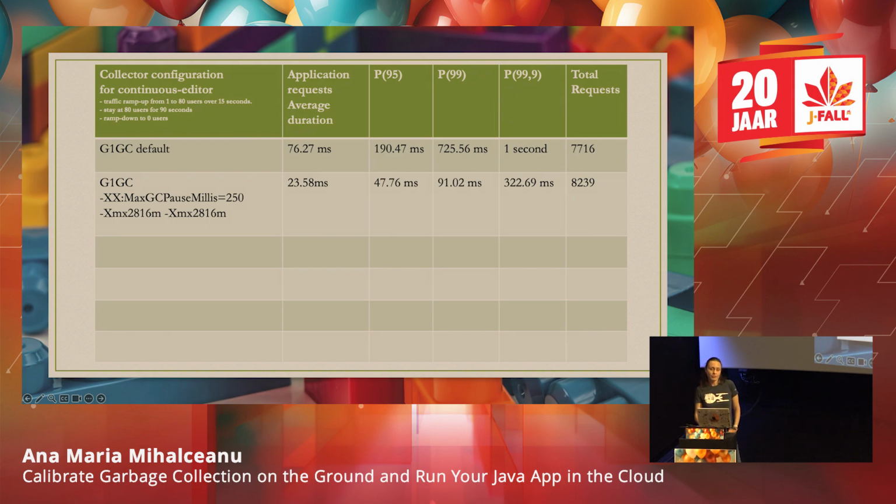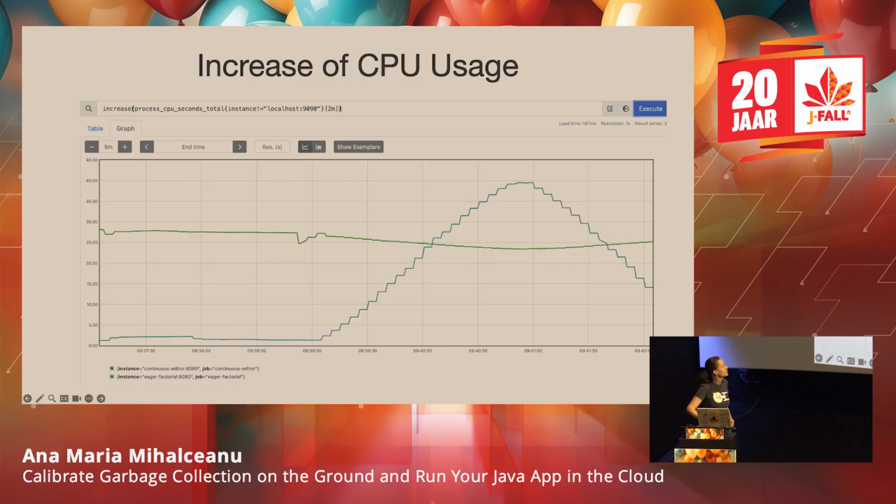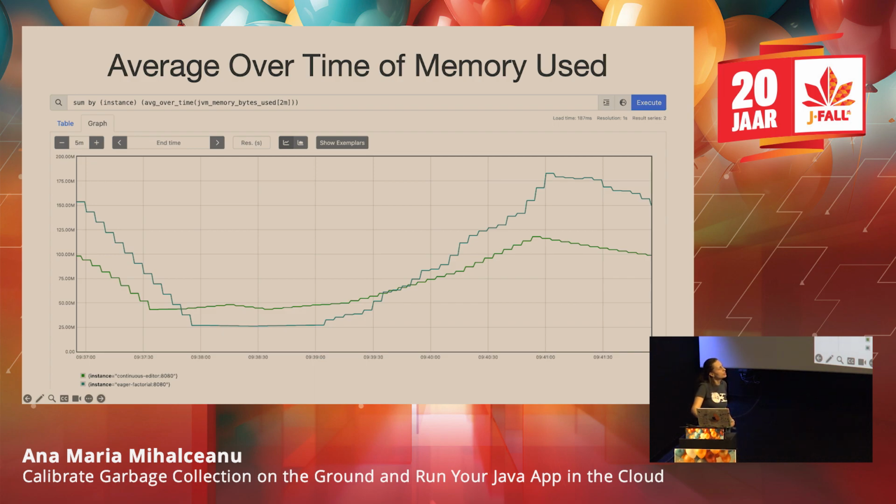Just improving the max GC pause millis and not adding the memory constraints had impact only on latency. I didn't see much improvement on the throughput side. That's what I see regarding the app. Now, an increase of CPU usage was not much seen there. However, memory usage decreased for both applications after setting the memory limits.